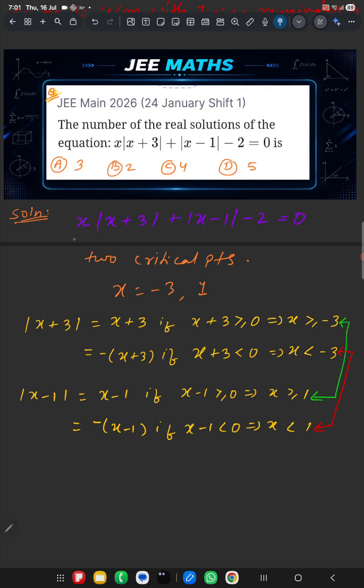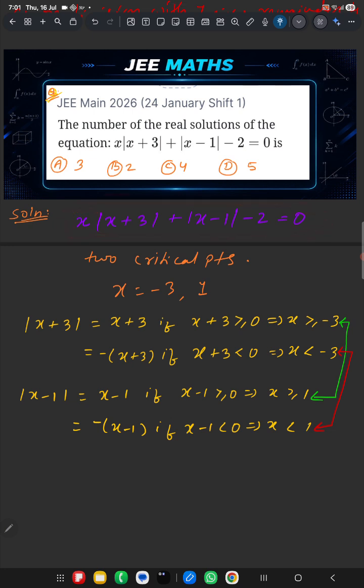Now the given equation is x|x + 3| + |x − 1| − 2 = 0. Here we have two critical points because x + 3 is in a modulus, so this will give you x = −3, and x − 1 is in a modulus, so this will give you x = 1. So we have two critical points to be discussed around the behavior of this equation.